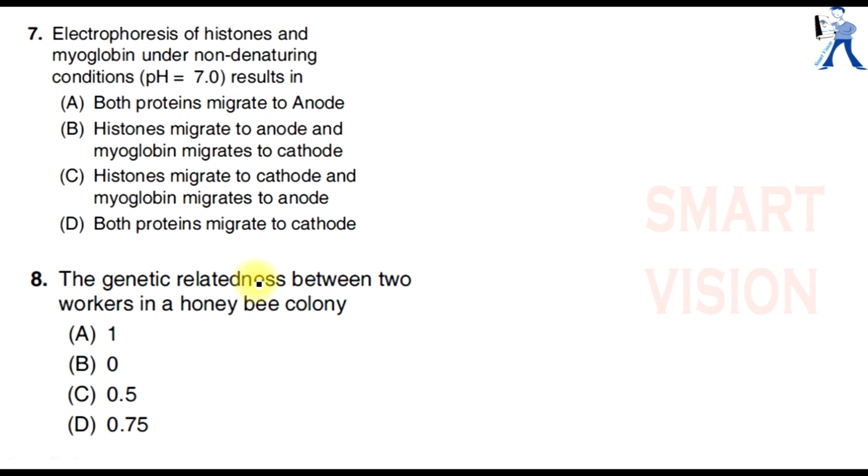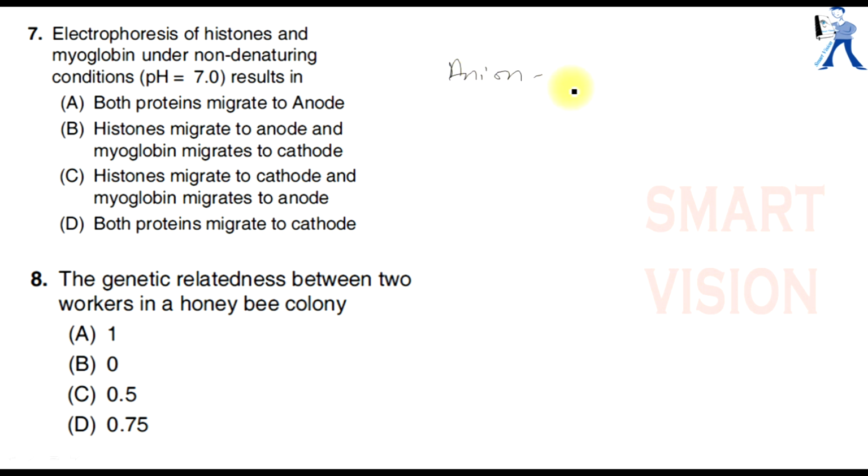So next question: electrophoresis of histones and myoglobin under non-denatured condition, that is pH 7, results in: both proteins migrate to anode; histones migrate to anode and myoglobin migrates to cathode; histones migrate to cathode and myoglobin migrates to anode; both proteins migrate to cathode. So what is the possibility? We know electrophoresis, we use polyacrylamide gel to run the proteins and the DNA, any molecules, based on the charge, right? It's completely based on the charge.